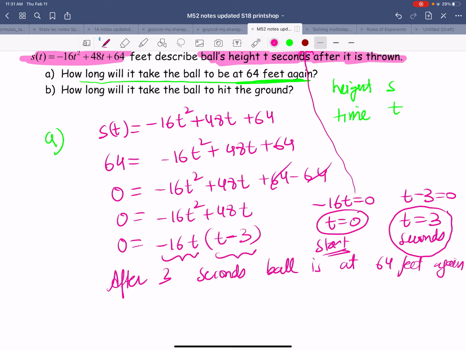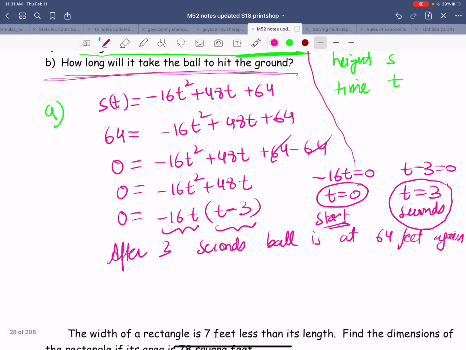All right, next question, part B. How long would it take the ball to hit the ground? So when the ball hits the ground, the height is going to equal 0. So for part B, when the ball hits the ground, the height will be equal to 0. So I'm going to replace the height by 0. So 0 is equal to negative 16t squared plus 48t plus 64.